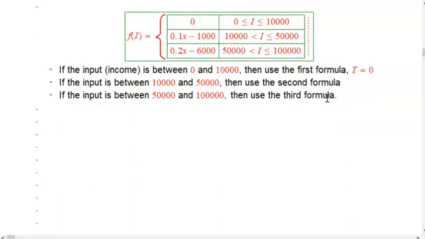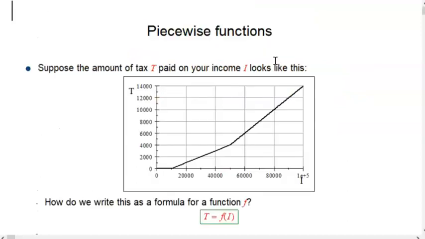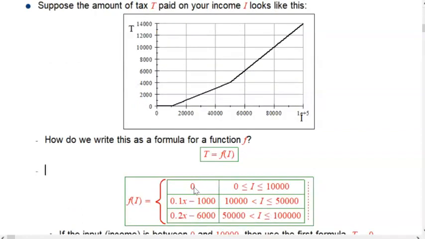So one important thing here is that notice we're only using small pieces of these three different formulas. Each of these formulas, f equals 0 or the 0.1x or the 0.2x, if I didn't restrict their individual domains, those would be entire straight lines that went all the way left, all the way right.